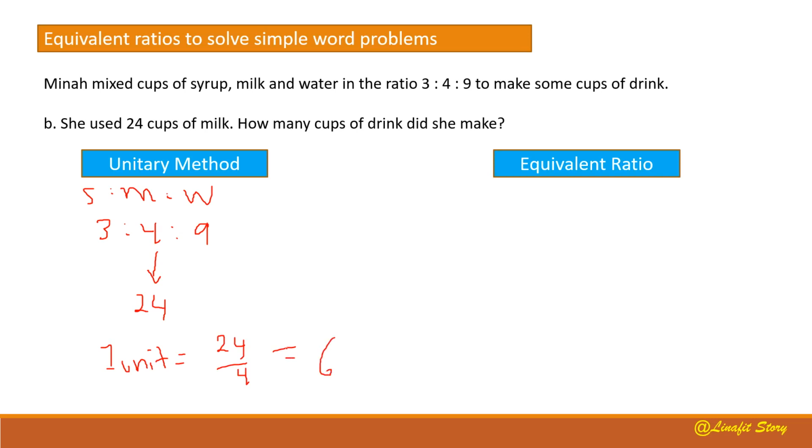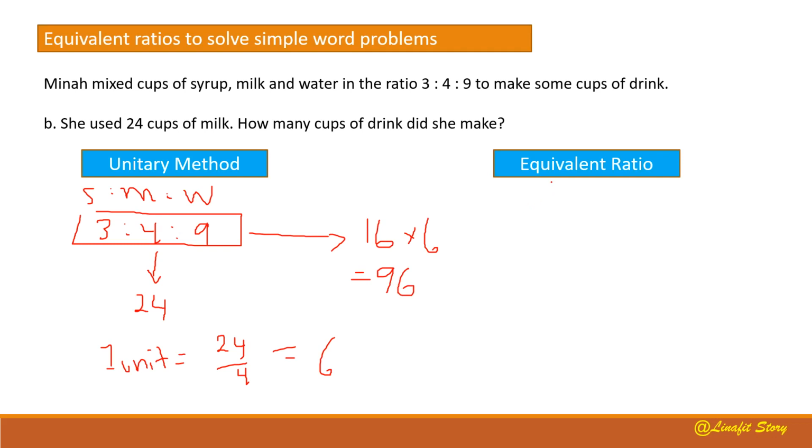And then how many cups of drink did she make? So we have to find out the total. So 3 plus 4 plus 9 equals 16 units. So if 1 unit equals 6, how about 16 units? So 16 times 6 equals 96. So she made 96 cups of drink.